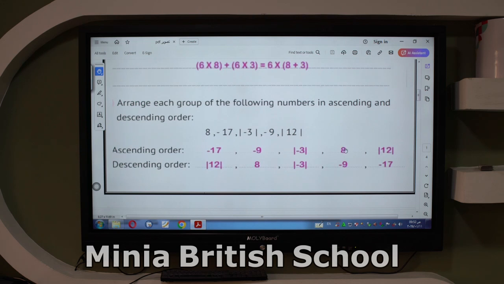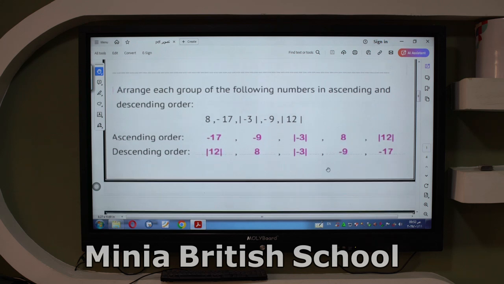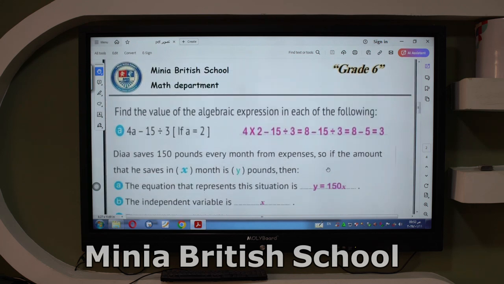absolute value of 12 equals 12. The descending, remember, start from the greatest. We will make the opposite. Absolute value of 12, 8, absolute value of negative 3, negative 9, and negative 17.